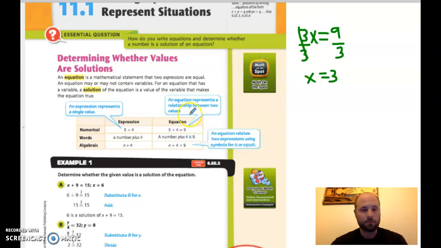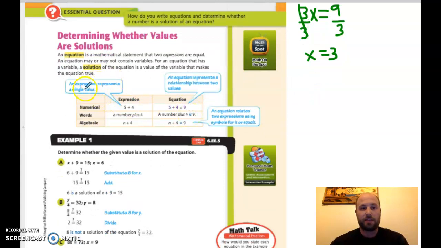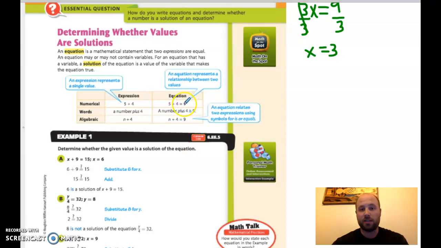All right. So an expression represents a single value. A numerical expression would look like 5 plus 4. In words, it would say a number plus 4. An algebraic expression would say n plus 4. All right. And in an equation, the difference is now we have an equal sign, and we're comparing the two. Remember the teeter-totter. Like 5 plus 4 weighs the same as 9. We've got to keep that teeter-totter equal.